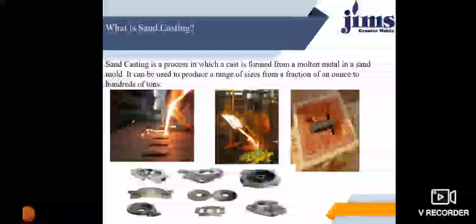You can see in this image the process of casting. First of all, we make the pattern and we pour the liquid metal into the mold, and in the third figure we can see the shape is formed with the help of the pattern, and finally the finished product which we want to make is obtained through this casting process.